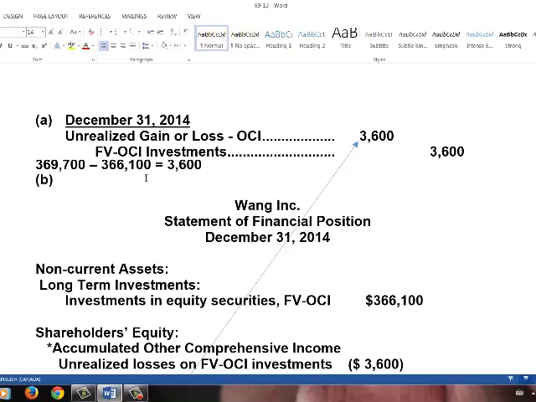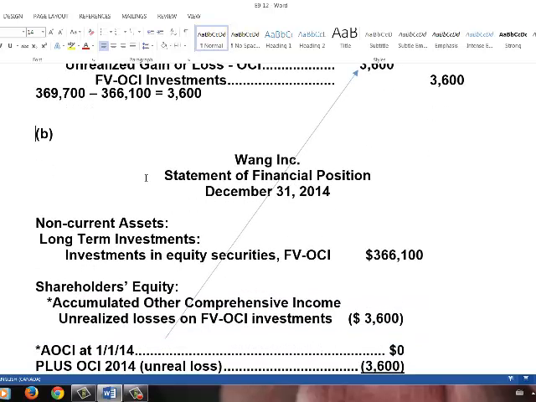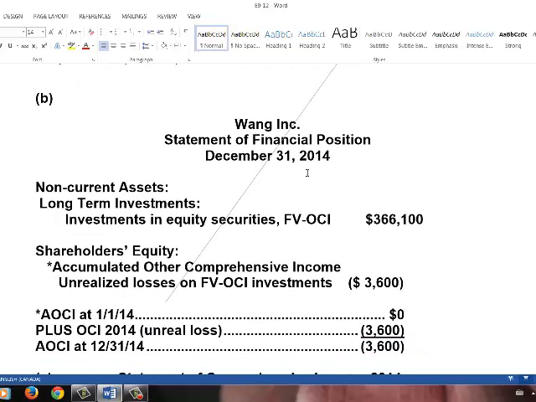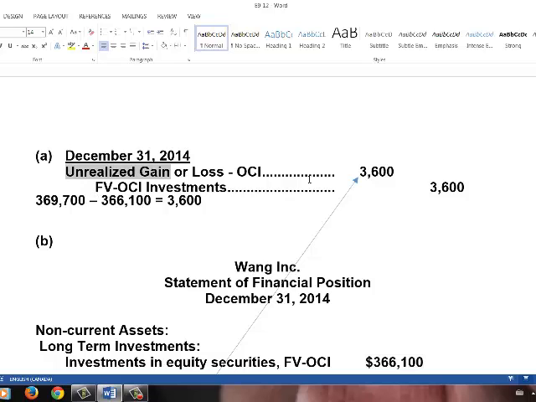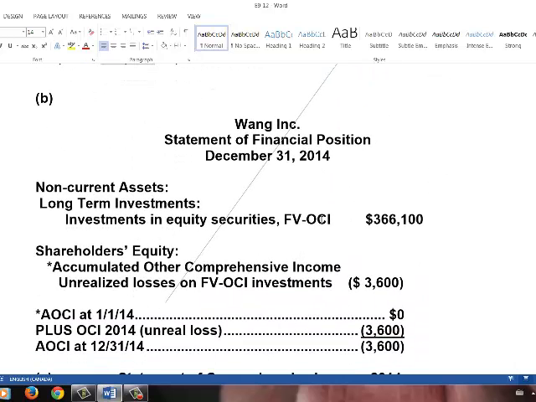In Part B, they ask us to prepare the accounts that would appear in the Statement of Financial Position at the end of 2014. So at December 31st, as part of the non-current assets section, we would show long-term investments, and we would show them as investments in equity securities, fair value through OCI, or just fair value through OCI investments. But again, they're long-term and non-current, and they would be showing at the fair value to which we adjusted them through this entry. So when we made this entry and posted it, we now set them at 366.1. In our statement of financial position, they have to show there.